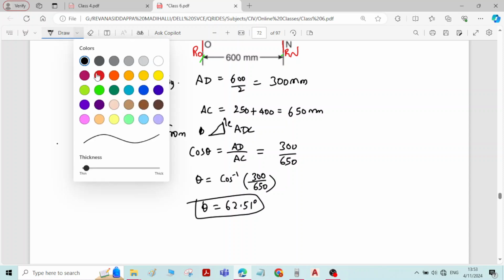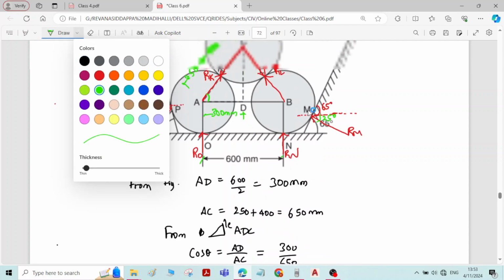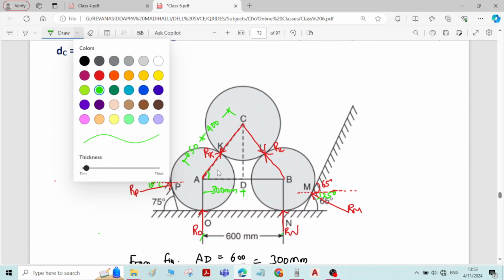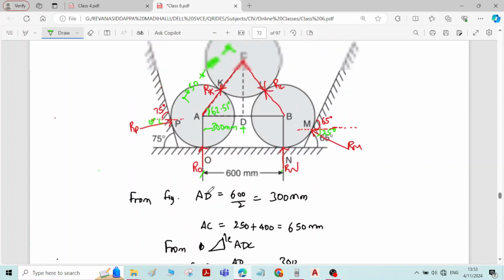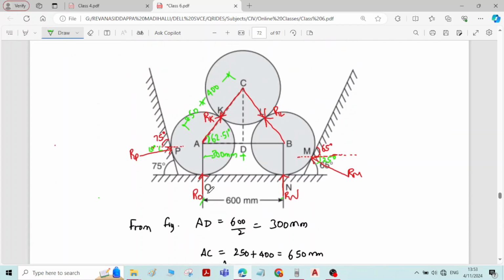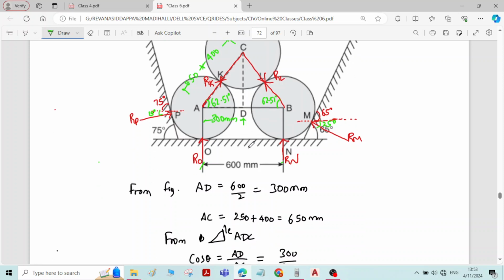62.51 degree. Let me write that angle there. Horizontal inclination of RK is 62.51 degree. Okay. Now we are able to find horizontal inclination of all the spheres. Here also same angle you will get, because radius of sphere B is same as radius of sphere A. So you will get the same angle, 62.51 degree. Okay. The RL.